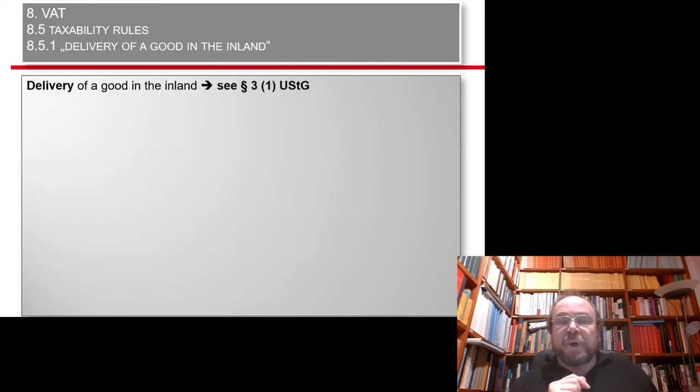Let's analyze the most important taxability rule. Nearly 90% of all things are covered by it, if not more. That's number 1, the delivery of a good in the inland. The conditions when we can speak of this are laid down in section 3.1 of the USTG, and we can perhaps have a short look at that section in order to have a glance at the Tax Act.